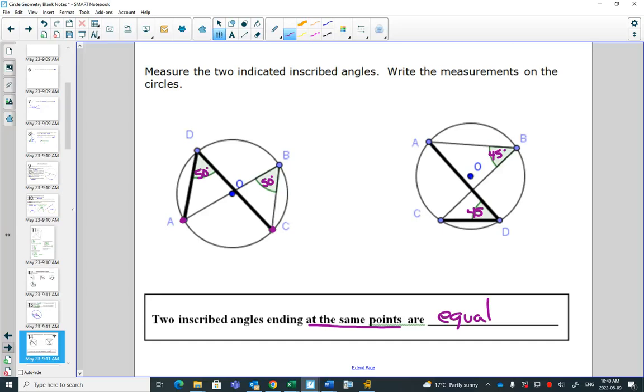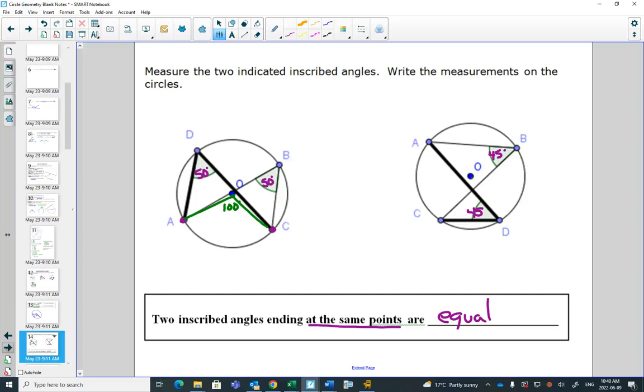The reason for that is, check this out. The reason that they're equal is because you could have drawn in the central angle. And that inscribed angle shares the same points as there, so that makes this 100. But if I have that as 100, well, then this one has to be half of it because it shares the same endpoints. And so then we get this sub-rule, which is really helpful if you have two inscribed angles that share the same endpoints. They're going to be equal.